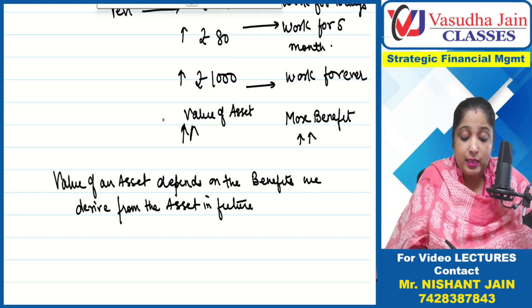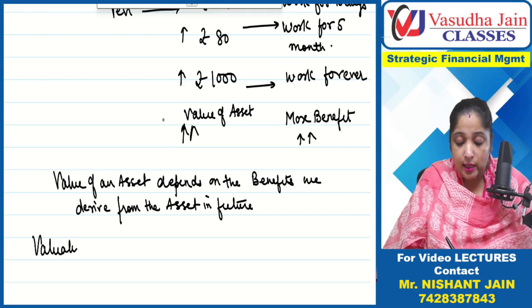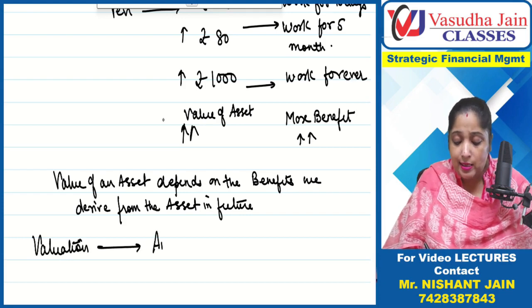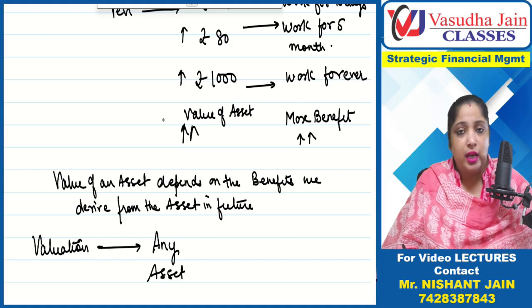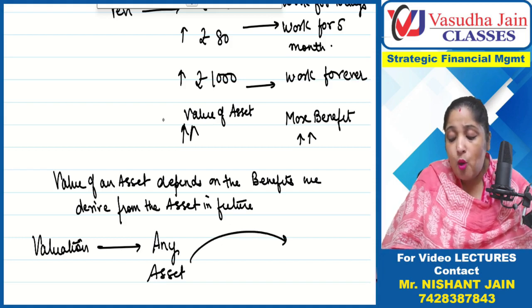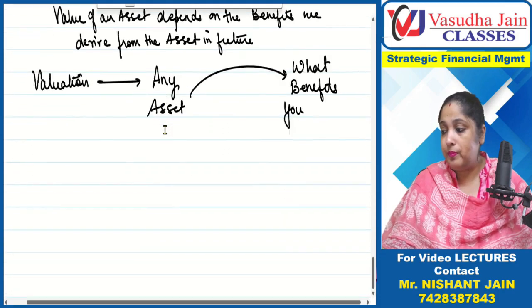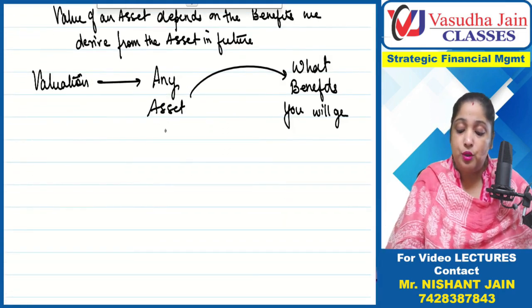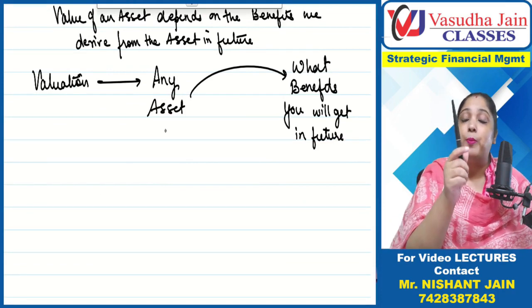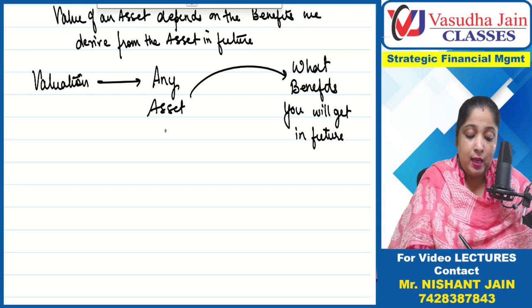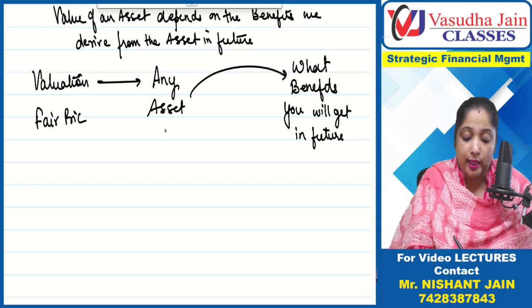So if you are studying valuation, you need to understand that when you are doing valuation of any asset, be it a share, debenture, or bonds, you have to observe what benefits you will get in future. Then only you can decide how much you are willing to pay for this pen, what should be its fair price as of today, what should be its justifiable price as of today.